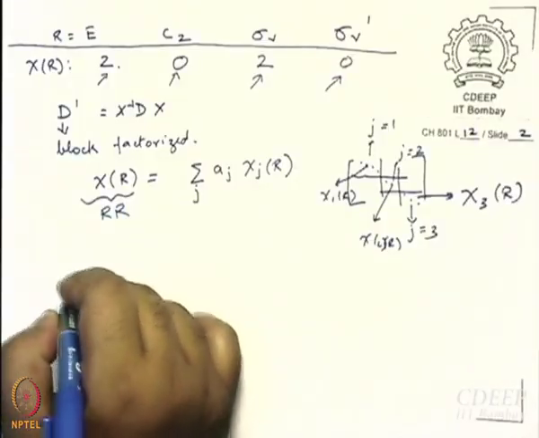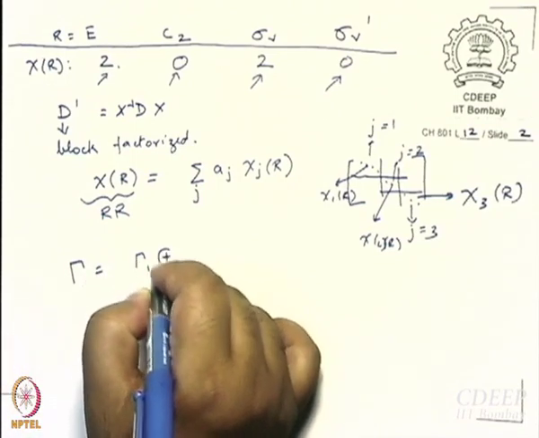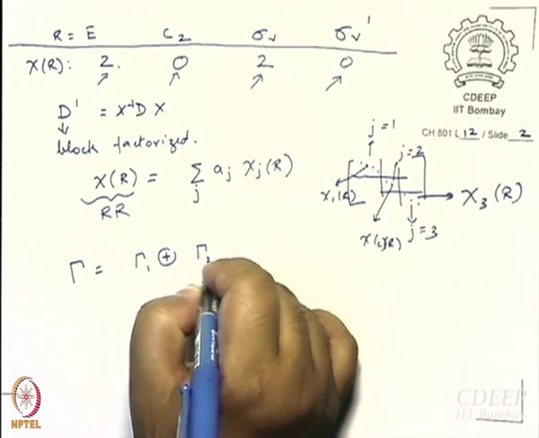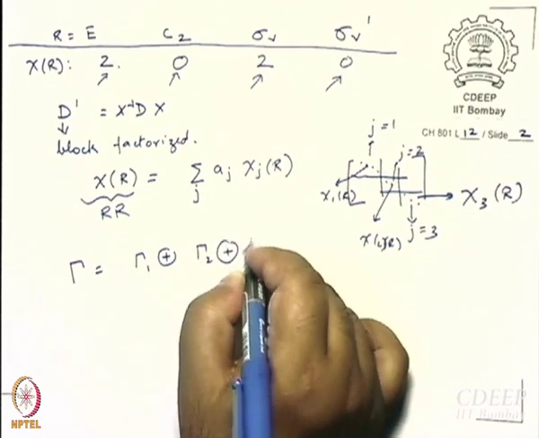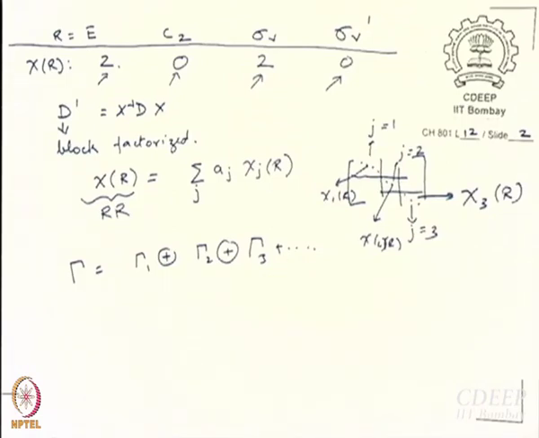These blocks are the matrices of the constituent irreducible representations. Remember, we had written something like this: gamma equal to gamma 1 plus gamma 2 plus gamma 3, so on. Block addition, we had done block addition, where the subscripts 1, 2, 3 are the different blocks.